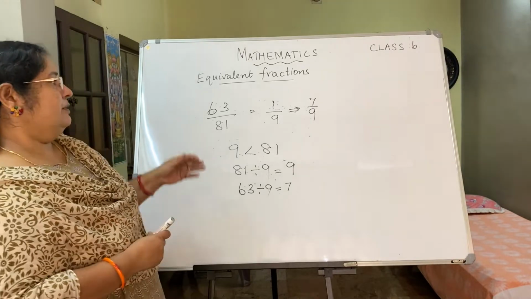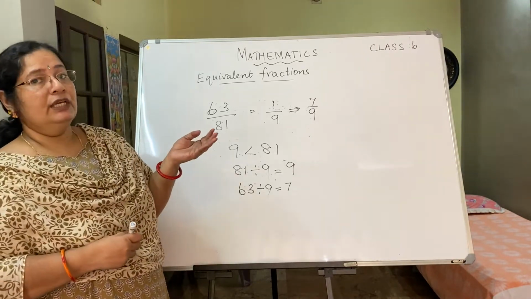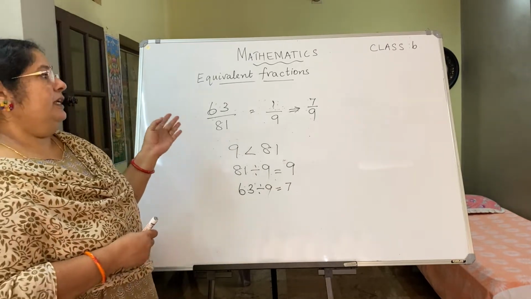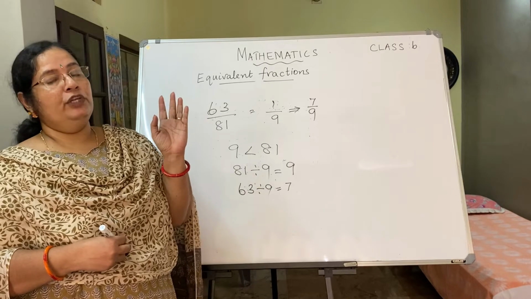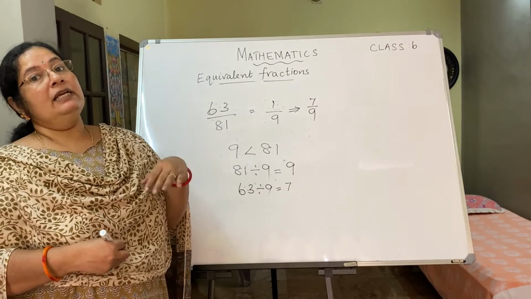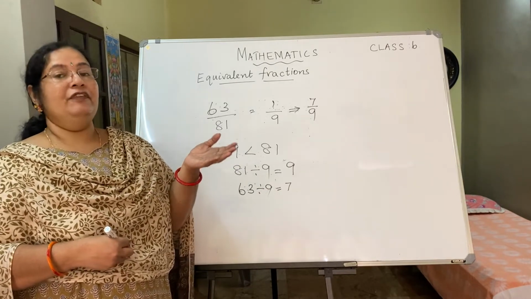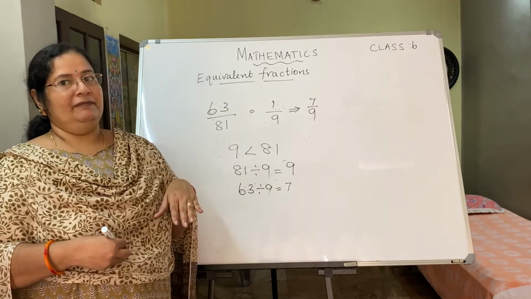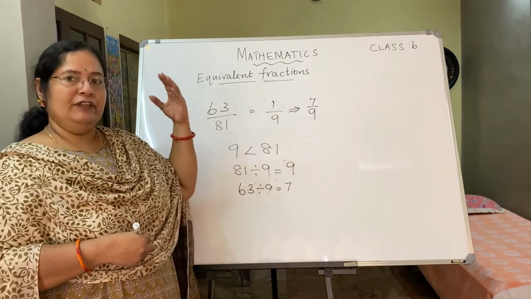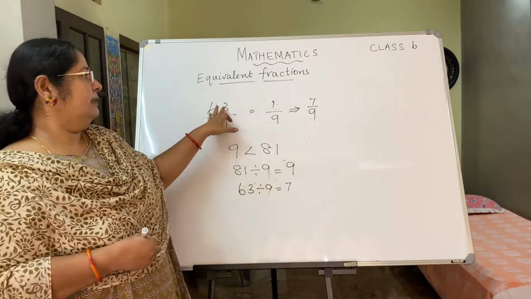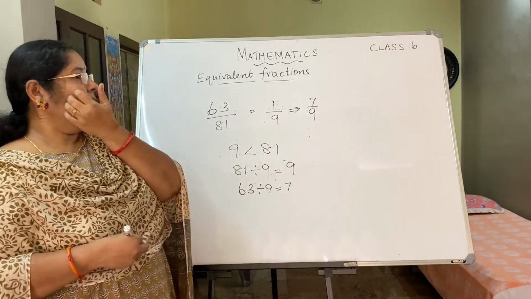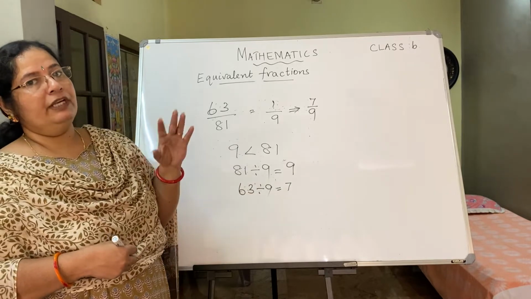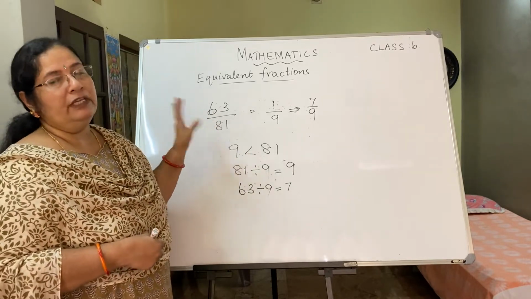So hope you have understood how to find equivalent fractions given the numerator or denominator. Two conditions we have learned. If the numerator or denominator given is greater, then what do you do? Divide and multiply. Whatever is given, if the numerator is given, divide this numerator with the given fraction's numerator. And the quotient you get, multiply that with the denominator of the given fraction.